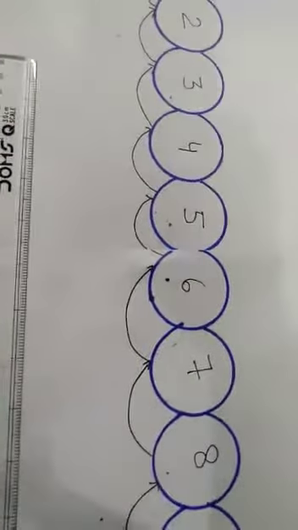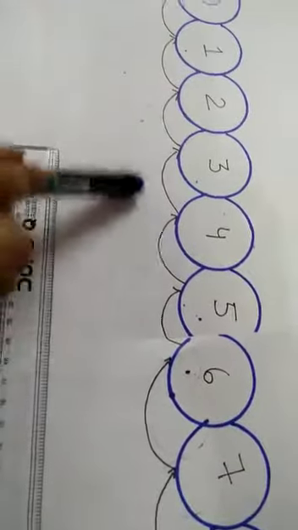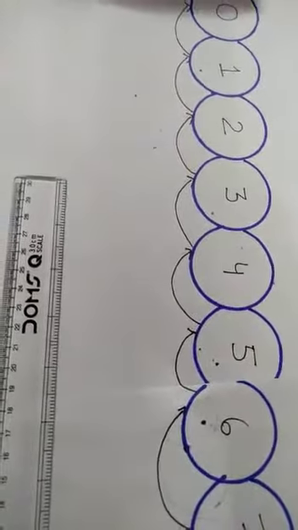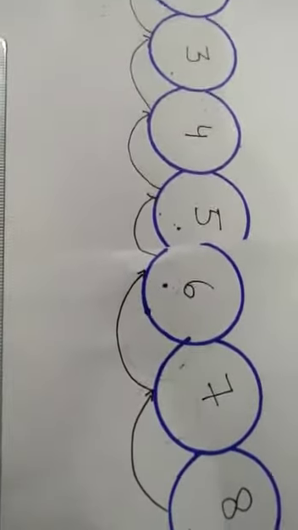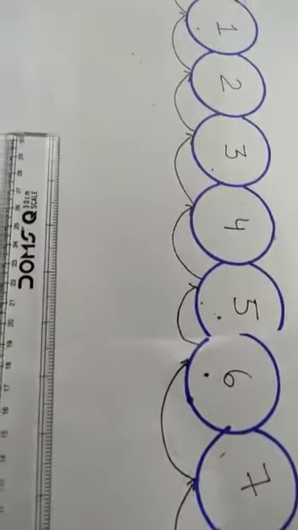When we count backward from the given numbers, we get the numbers before.